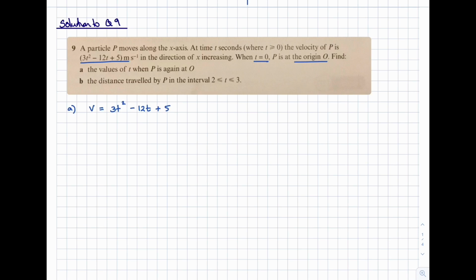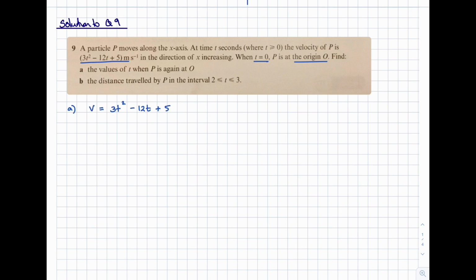So let's try to understand what this question is really asking for. Over time, this particle is going to be moving away from the origin. But there's going to be a certain point when the particle is actually going to head back towards the origin. So what this question is asking for is to work out the value of t for when the particle is going to be back at the origin.